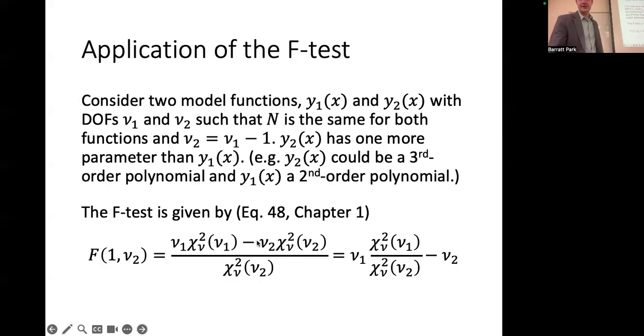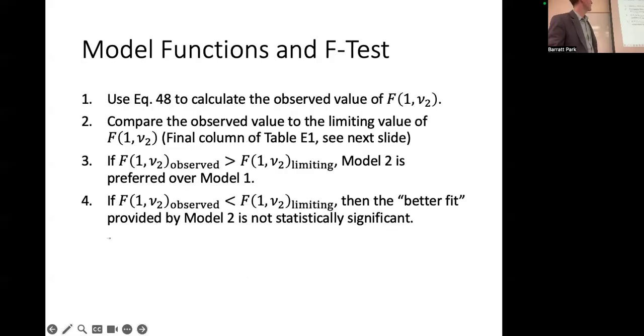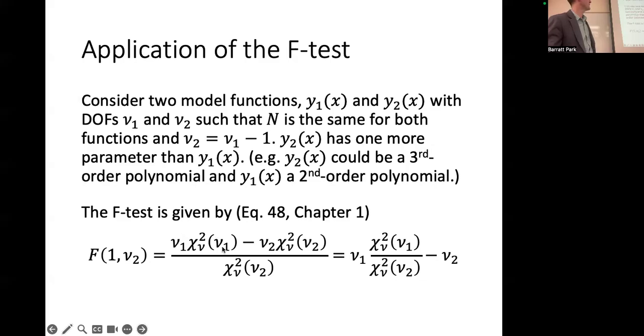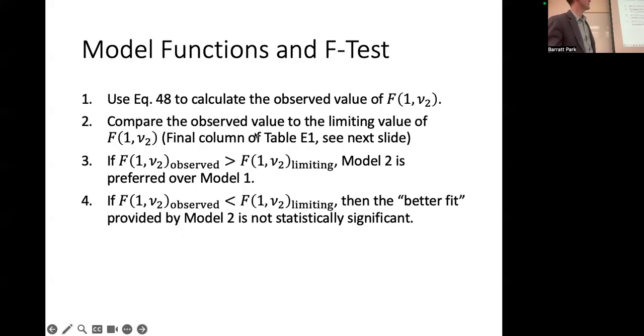Okay, and after you've calculated this value, you can compare it to a number in a table, and I'll show you how to do this. And you can use this to decide whether you are justified at the 95% confidence level in including another fit parameter. So you're going to use the equation. You can find it in your lab manual. It's labeled equation 48, but it's this equation right here to calculate the F parameter. Then you're going to compare the observed value of F that you calculated from your data to one that you're going to look up in a table. And I'll show you that table in just a second.